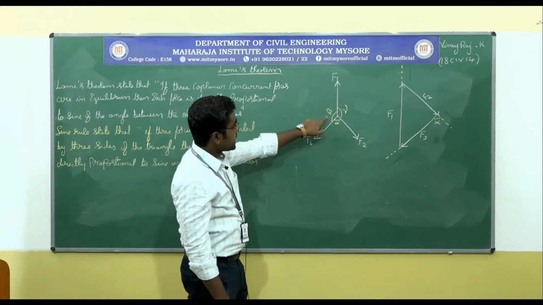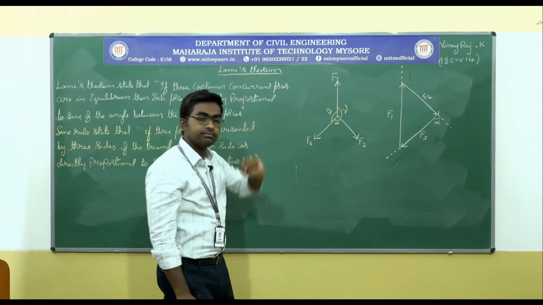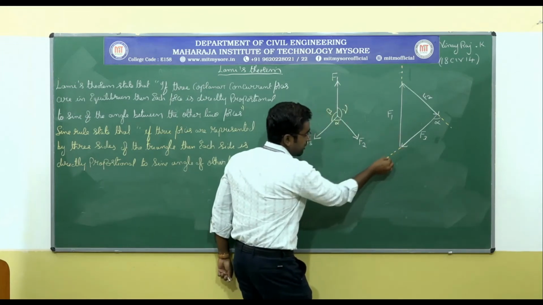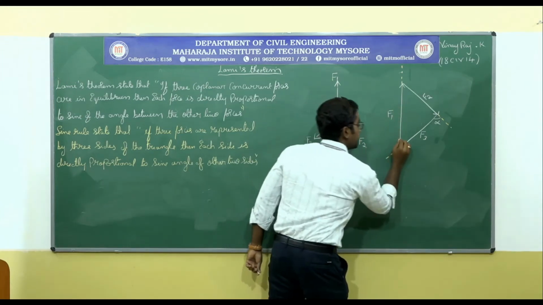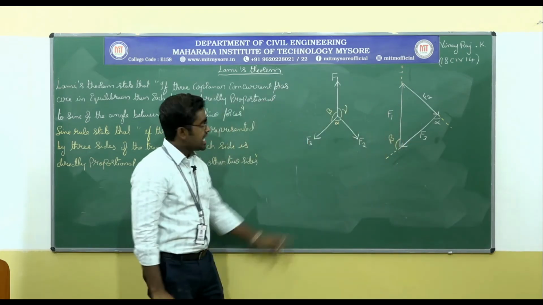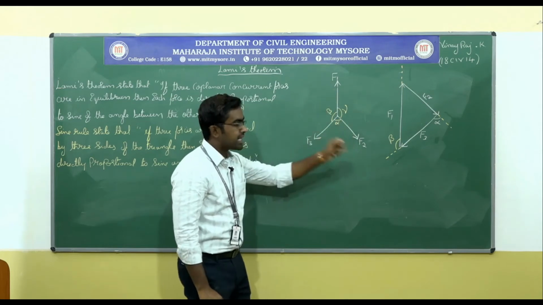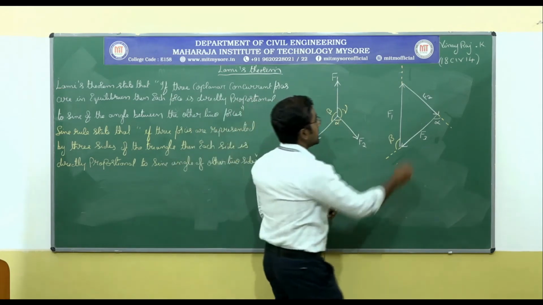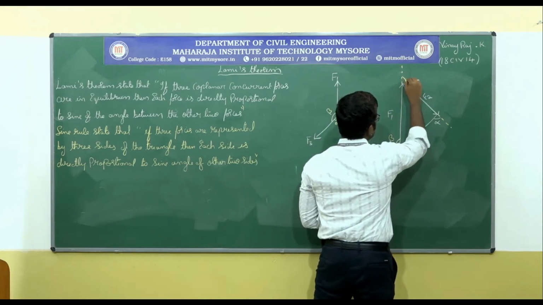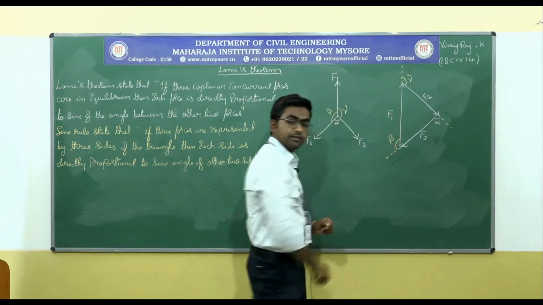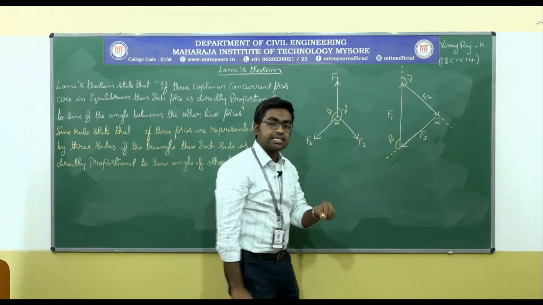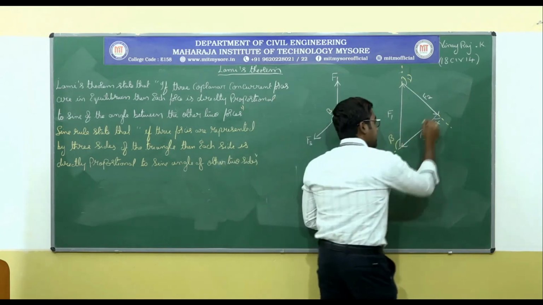Next, beta is in between F1 and F3. So this is the line of action of F3 and this is F1, and this will be the angle beta. Next, this is gamma in between F1 and F2. Now, this is the line of action of F1 and this is F2, and this angle is gamma. Understood? Now, using this alpha, beta and gamma, let us calculate the internal angles.